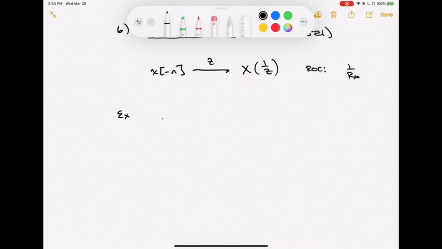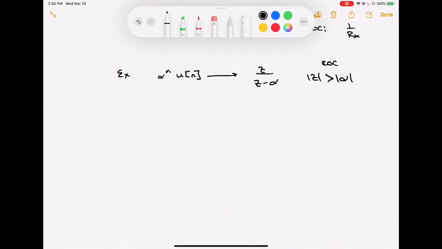So I'm going to start out with a signal alpha to the n u of n. This is a signal we had looked at before when we first introduced the idea of a z-transform. We know its transform is z over z minus alpha because it's a right-sided signal. The region of convergence that we have here is norm z greater than norm alpha, something like that. So I have a causal signal in this particular case. And what I would like to do is take this and time reverse it. So if I called this whole thing x of n, I'm going to be looking at here x of minus n, which is going to be alpha to the minus n u of minus n.